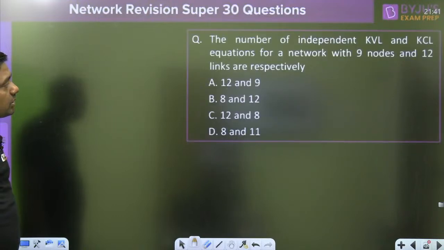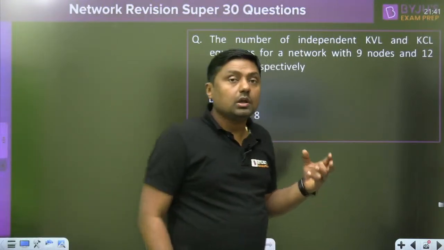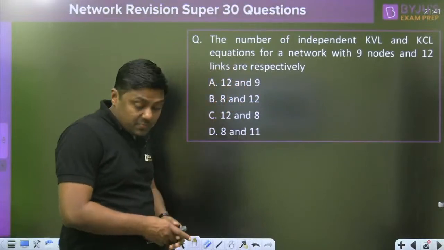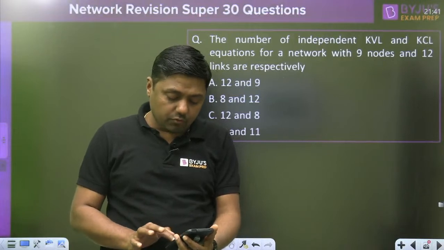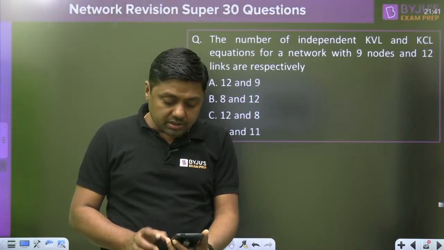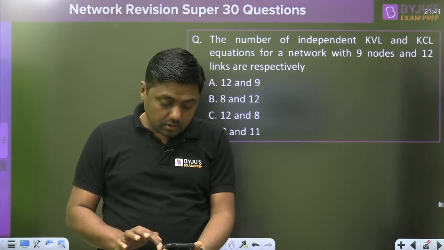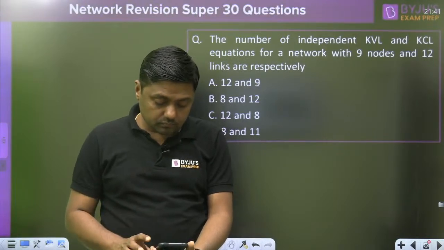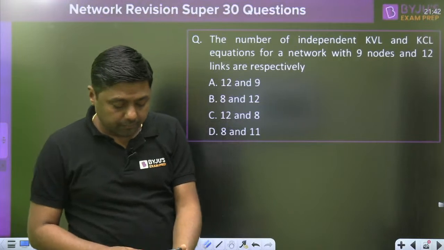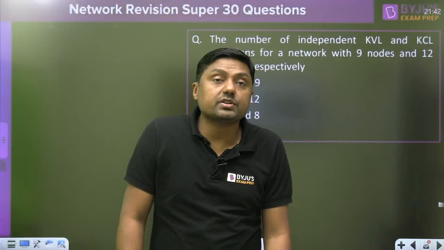Next one. Tell me the number of independent KVL and KCL equations for a network with 9 nodes and 12 links, respectively. Sometimes a 1 mark question, in between a 2 mark question. If we are solving a question on initial conditions, it will be a 2 mark question, or if it is normal KCL and KVL, then it is a 1 mark question. Okay, all of you, please do like this session once.